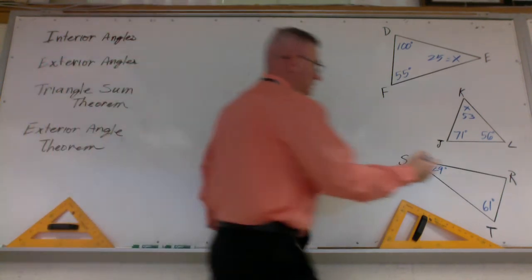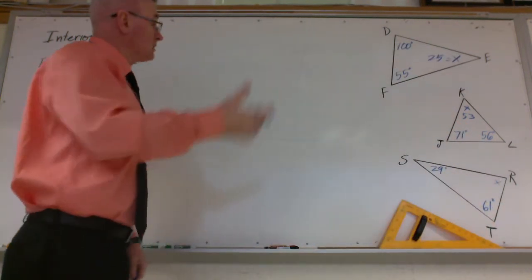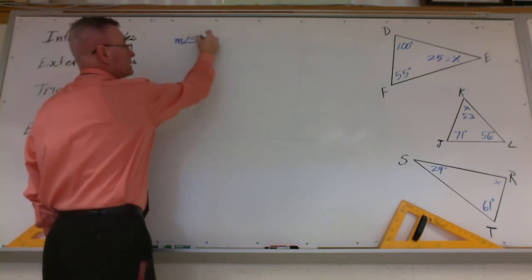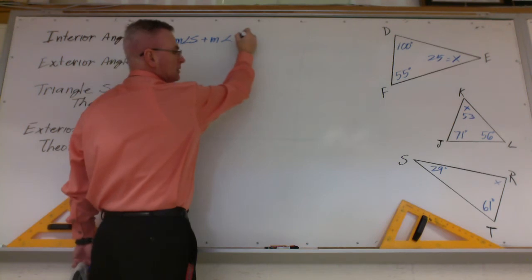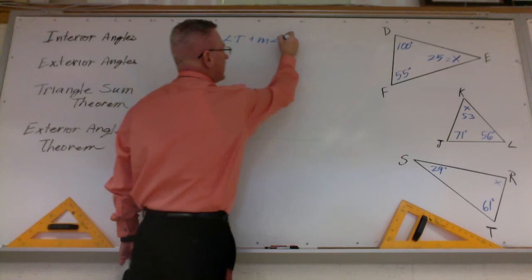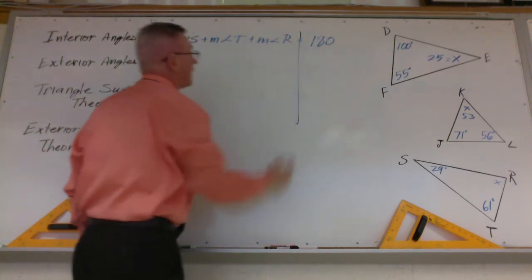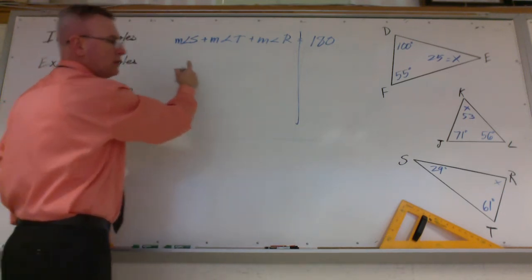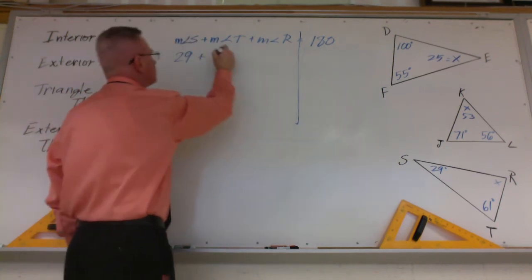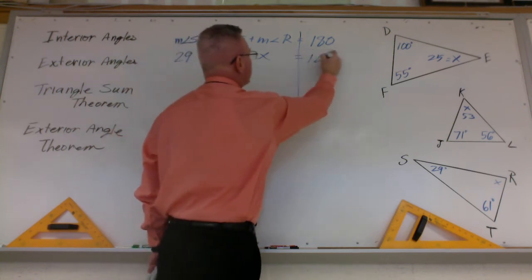And the last one. So I'm just going to go ahead and cut to the chase there and call that my X, since I don't know it, and I'm going to need a variable anyway. And then the measure of angle S plus the measure of angle T. Why don't I just put this one over here to begin with now? Plus the measure of angle R equals 180. I'm going to draw my line down from there, and then the measure of angle S is 29 degrees. The measure of angle T is 61, and the measure of angle R is X equals 180.